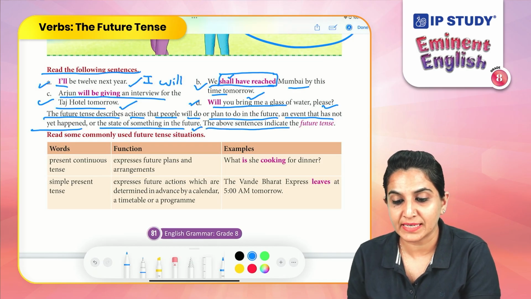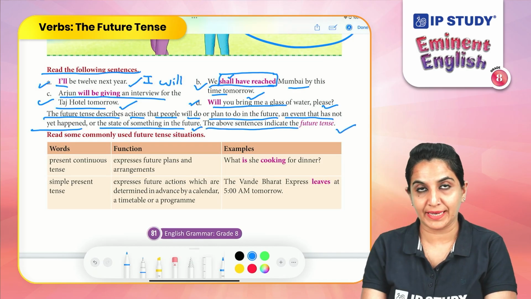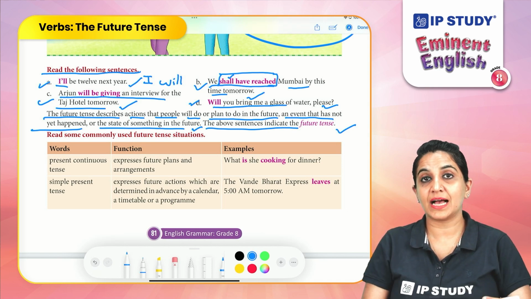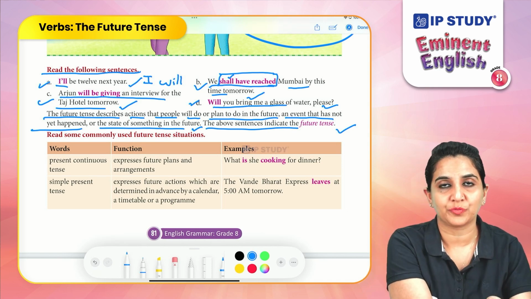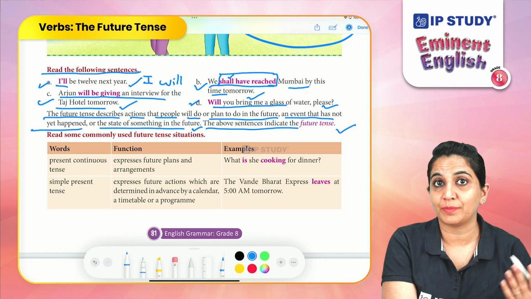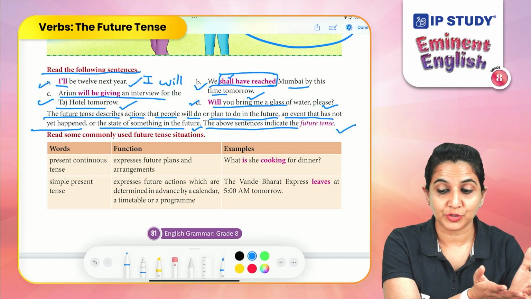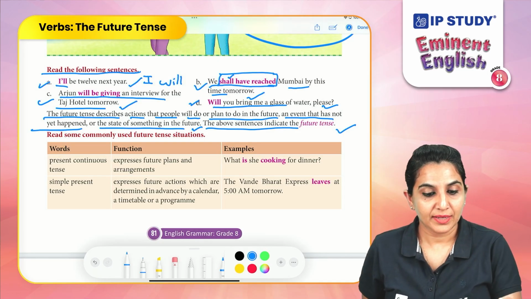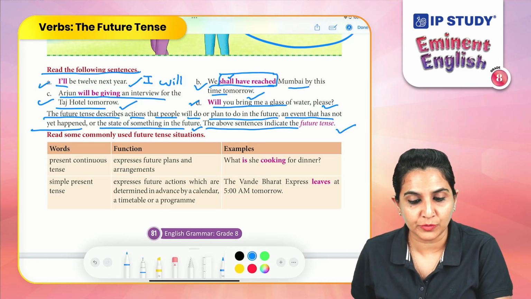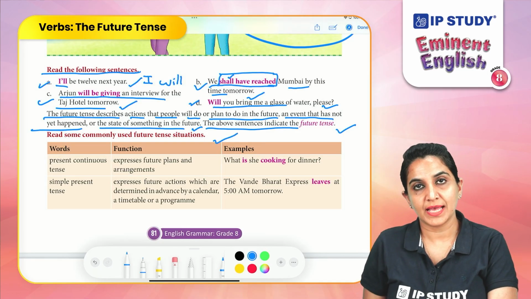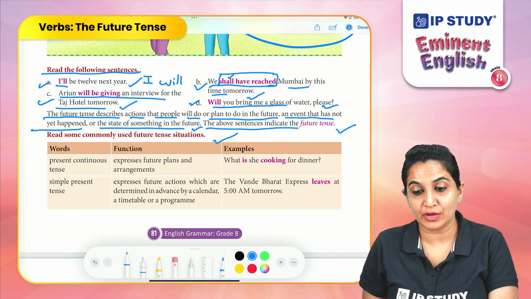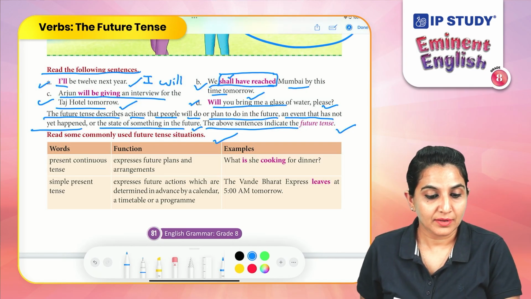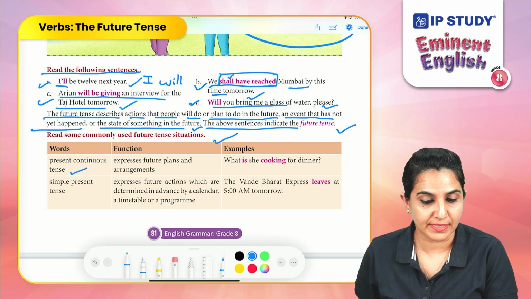All of the above sentences are in future tense because we are talking about the next year, the next day, and asking permission. Will you do this for me? Like the other person might do or might not. So it's about the future, and tomorrow, that means the next day. Let us read some commonly used future tense situations and understand each of their functions along with the examples in detail. So, present continuous tense.